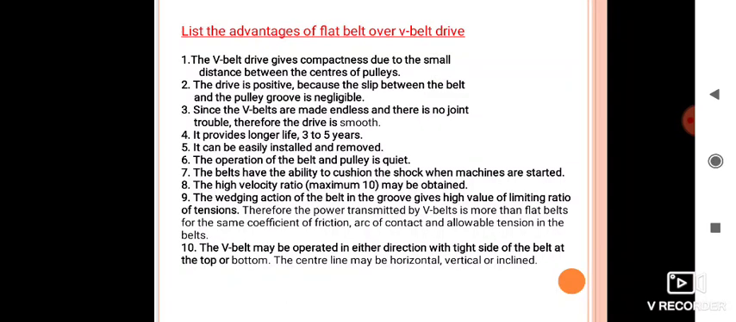So while using this kind of belt we are getting a very small amount of tension. The V belt may be operated in either direction, with the tight side of the belt at the top or bottom. Okay, these are some advantages of the V belt over the flat belt drive.